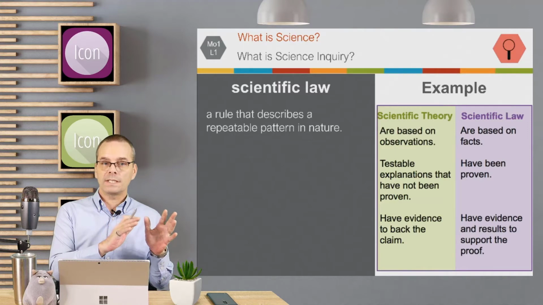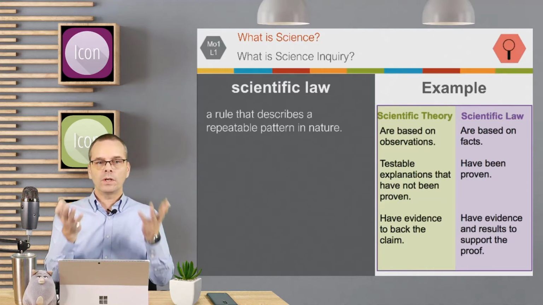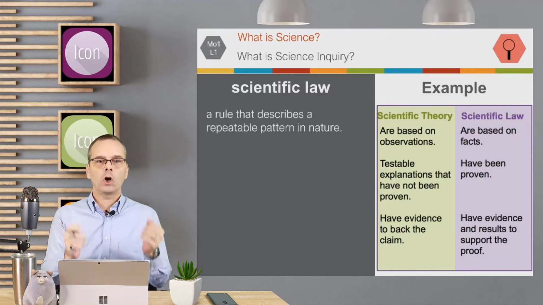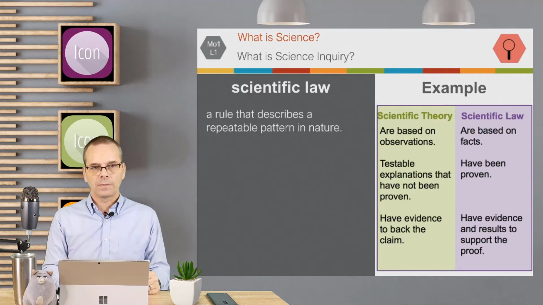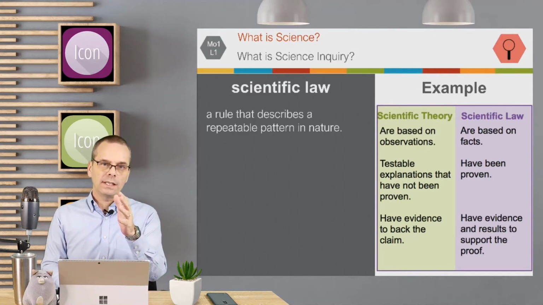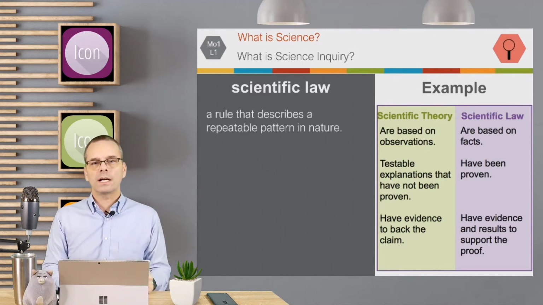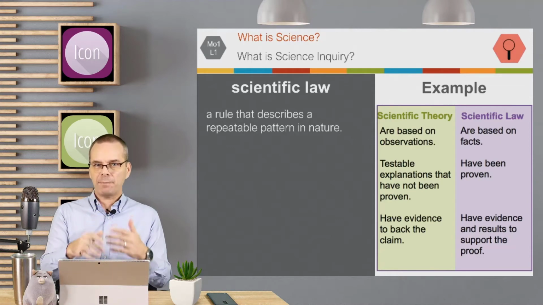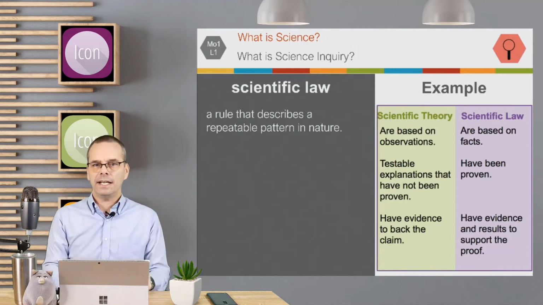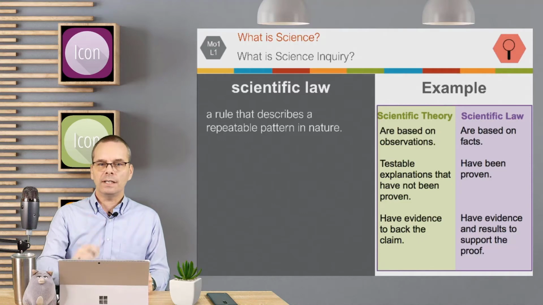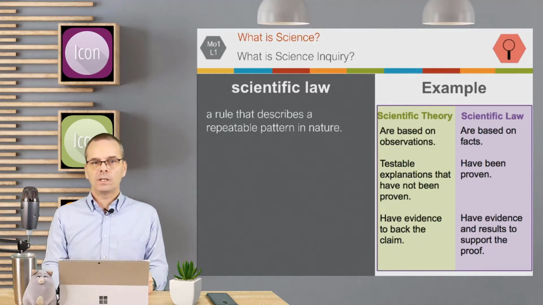Now you have also a scientific law. Now we're going to compare theory and law a little bit later. But a scientific law is a rule that describes something that happens again and again in nature. It describes a pattern in nature. Now, it will always have been proven and it's based on facts.